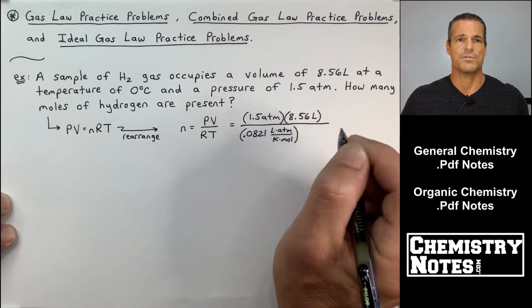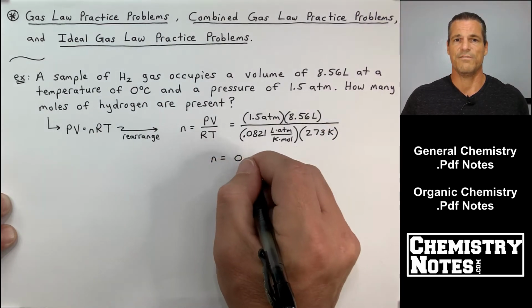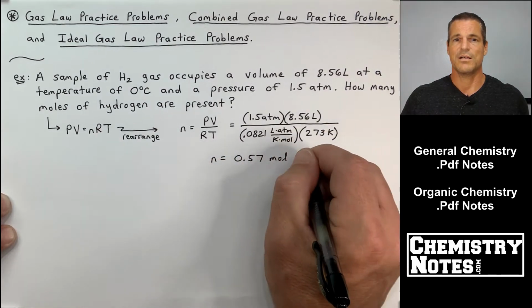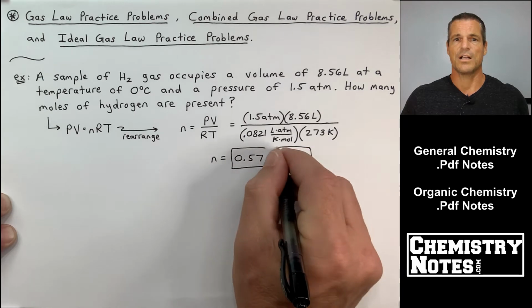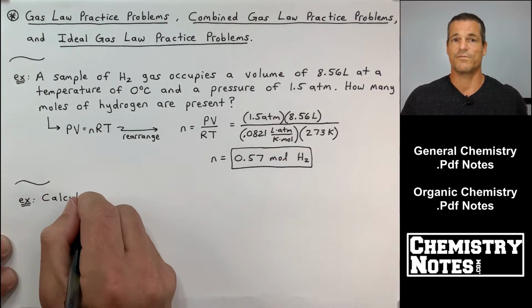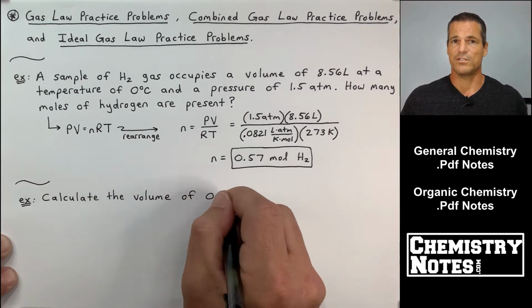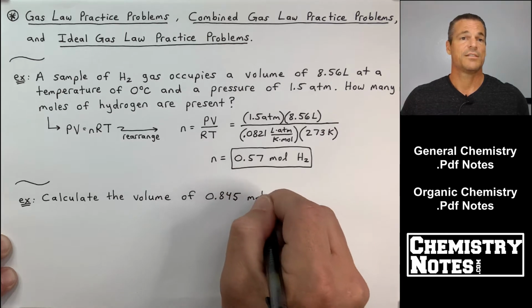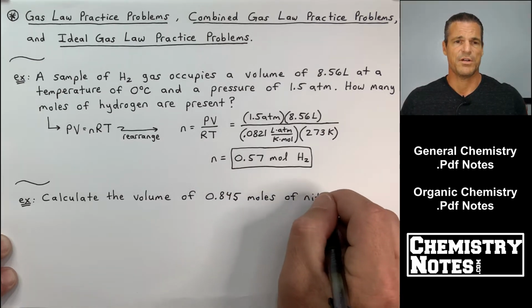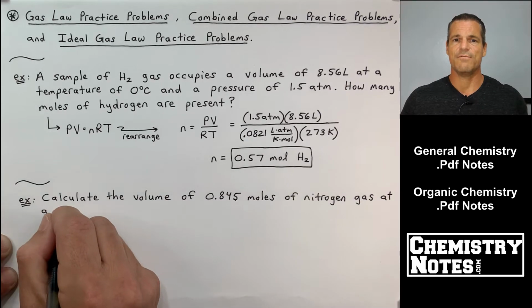So PV equals nRT rearranges to n equals PV divided by RT. I plug all of the numbers in. Luckily, we have all the appropriate units that match up with our units for R, and the answer is 0.57 moles of H2.